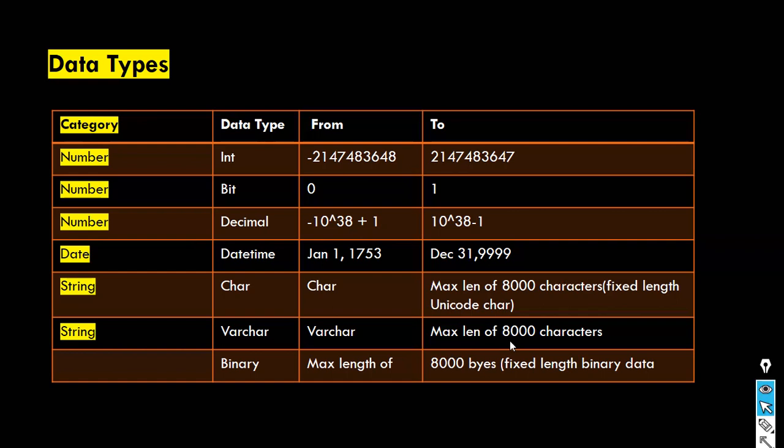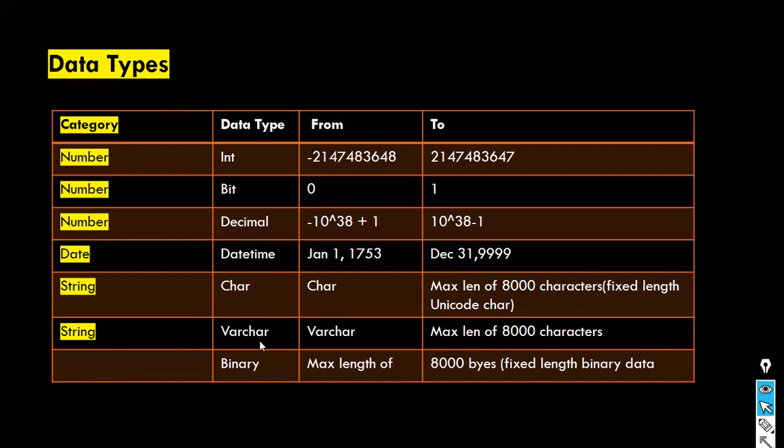The maximum length of 8,000 characters you can store. But the difference between these two, I believe you should know: this is a fixed length, whereas this is a variable length. As the name says, varchar, variable length, whereas char is fixed length. And binary is maximum length 8,000 bytes, fixed length binary data. You can store binary data with the binary data type. For example, if you want to store images, you can go for binary.